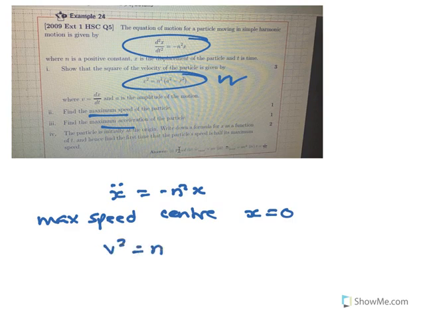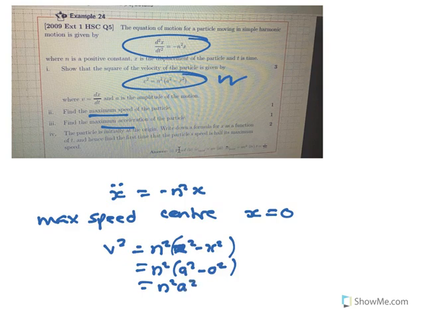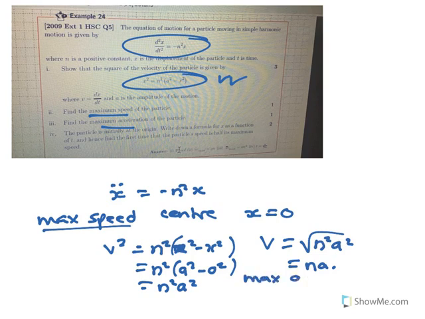So if you've got v squared equals n squared (a squared minus x squared), it's n squared a squared minus 0 squared, so it's just n squared a squared. So the max speed, if we're talking about speed, we need the positive of this, so it's just na. The max acceleration is at the endpoint. So you have a maximum acceleration here.